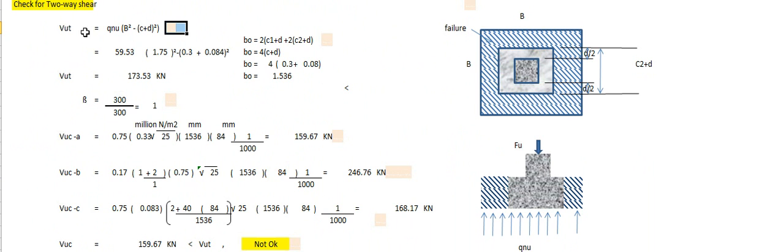Checking the two-way shear, actual shear Vut is equal to qno times B squared minus (c plus d) squared. By inputting the values, now the result is 173.53256932 kilonewton as actual shear.